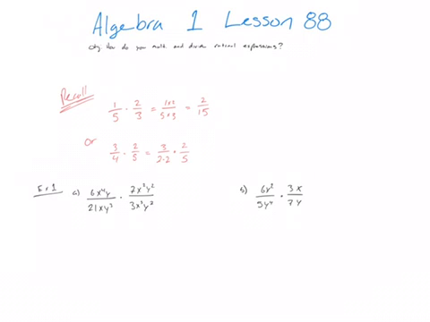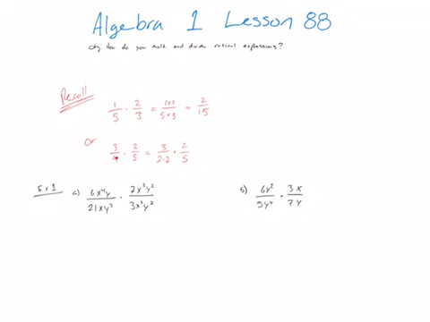This is lesson 88. Our objective is, how do you multiply and divide rational expressions? Well, before we get into multiplying and dividing rational expressions, let's just talk about multiplying and dividing rational numbers. So remember, if you have like 1/5 times 2/3, you're just going to multiply the top and multiply the bottom. So it'd be 1 times 2 over 5 times 3. So that's going to be 2 over 15.